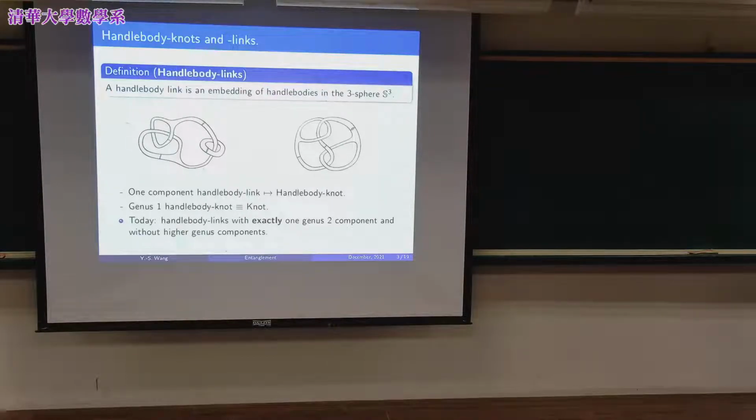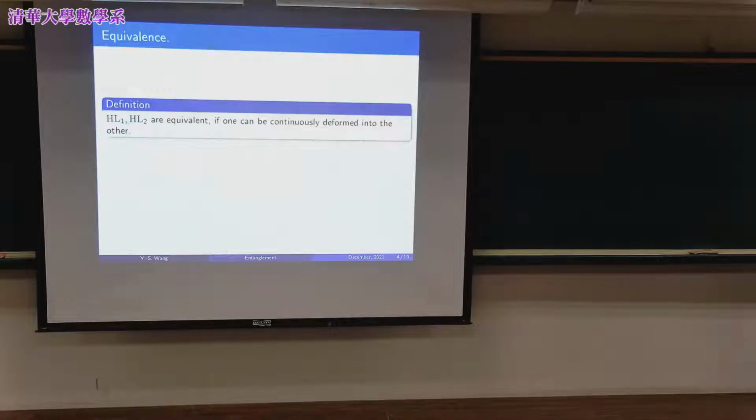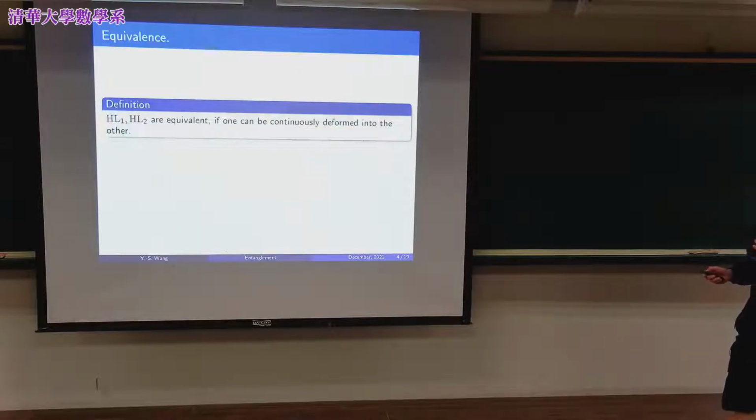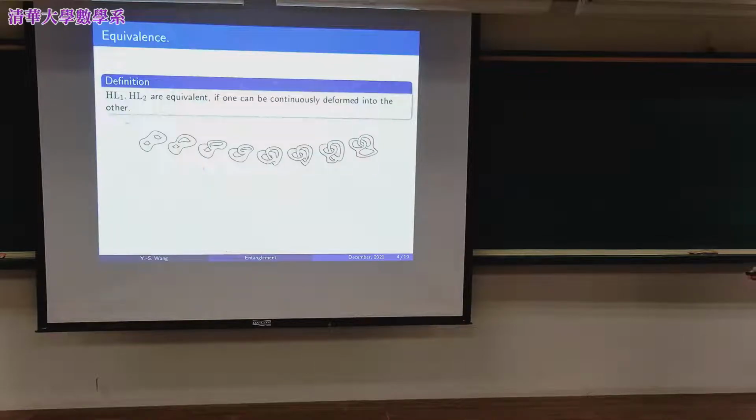And what we want to do is classification. We want to classify them up to equivalence. And this is the definition of equivalence. Two handle-body links are equivalent if one can be deformed continuously into the other. And there is a series of deformations illustrated here.